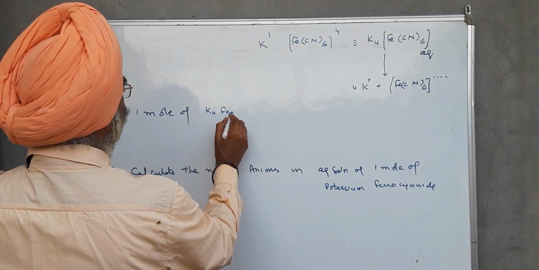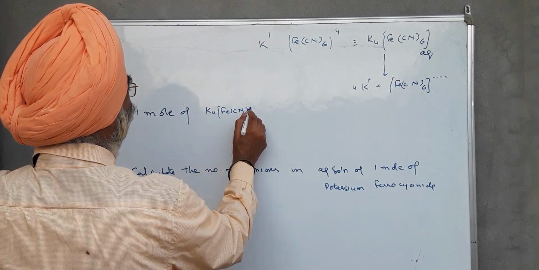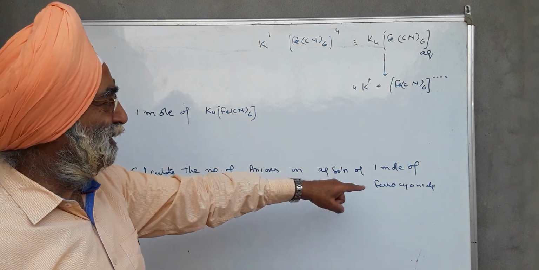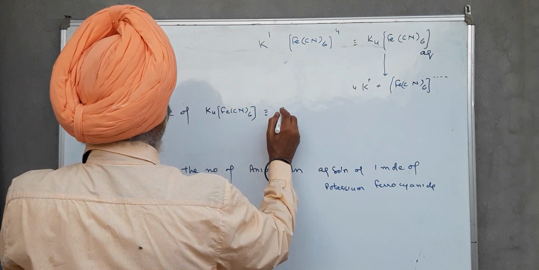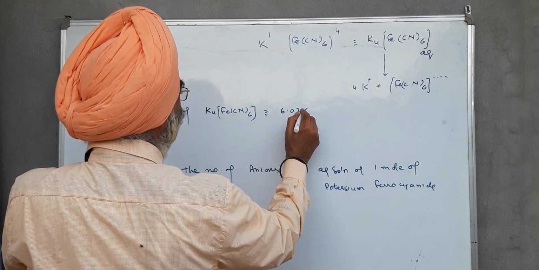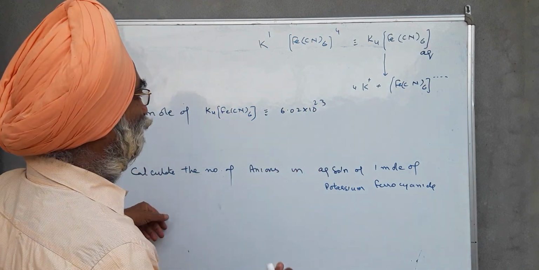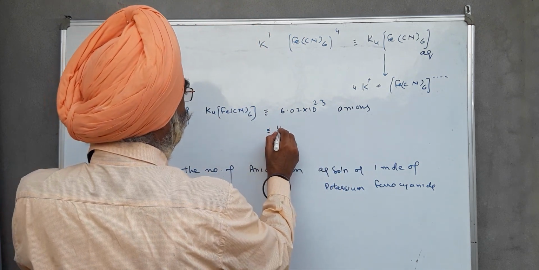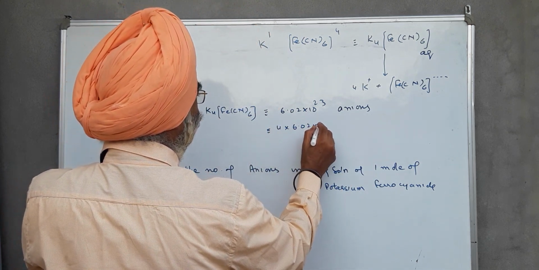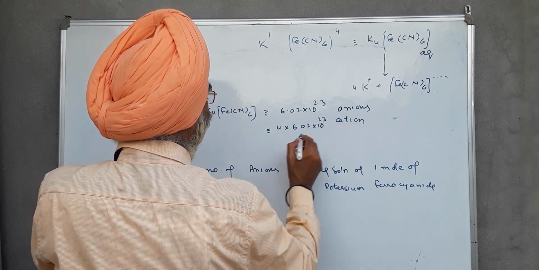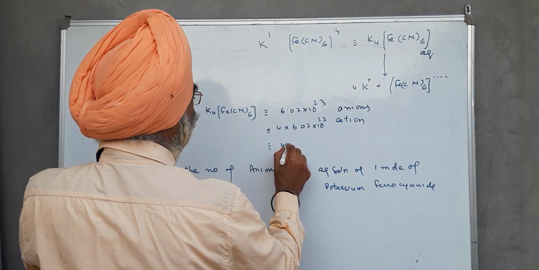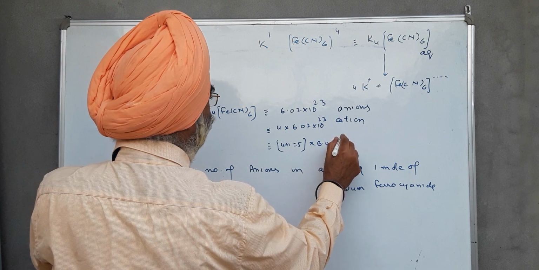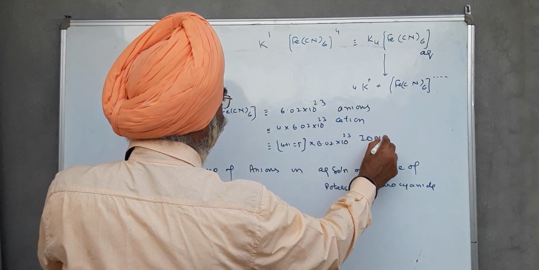1 mole of K4Fe(CN)6, potassium ferrocyanide, produces 6.02 into 10 raised to the power 23 anions, produces 4 into 6.02 into 10 raised to the power 23 cations, and finally 4 plus 1 equal to 5 into 6.02 into 10 raised to the power 23 ions.